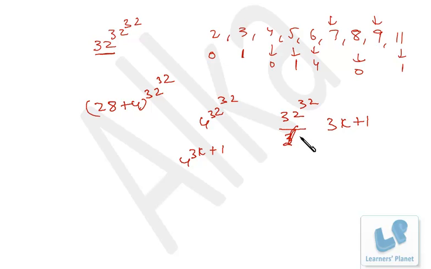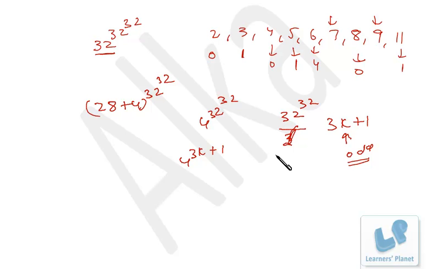Now one more important thing over here. 32 raised to 32 will be an even number. Now in 3k plus 1, 3 is an odd number, 1 is an odd number, right? So k should be an odd number. Then only odd into odd will be odd, and finally odd plus odd will be even, right? If k is an even number, then even into odd will be even, and even plus odd will be odd, right? So k has to be an odd number. That is the important thing. That will help us take the decision regarding negative and positive.